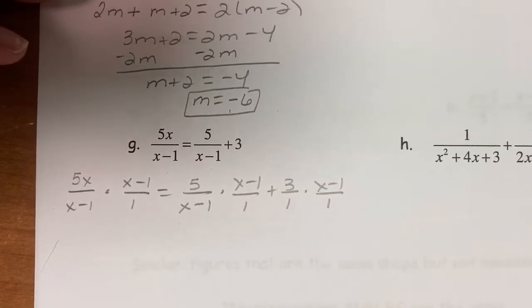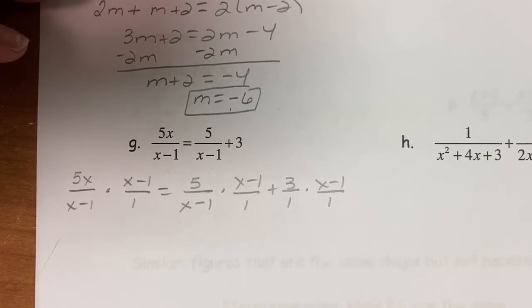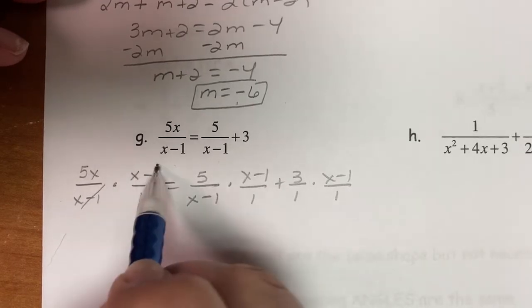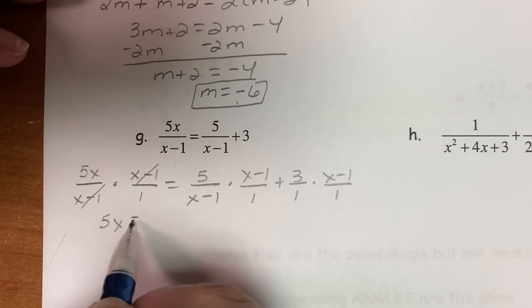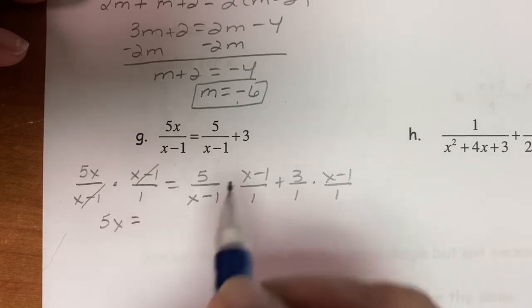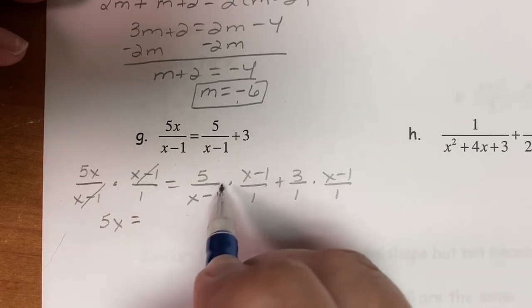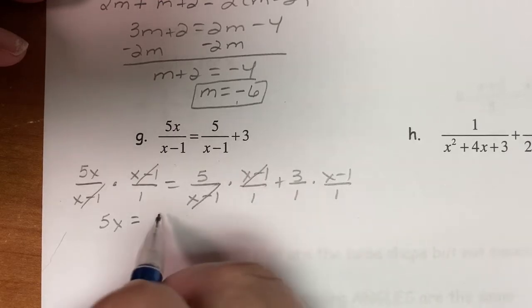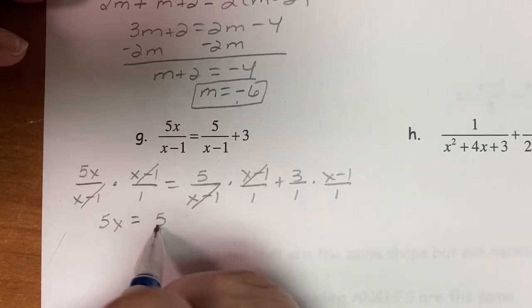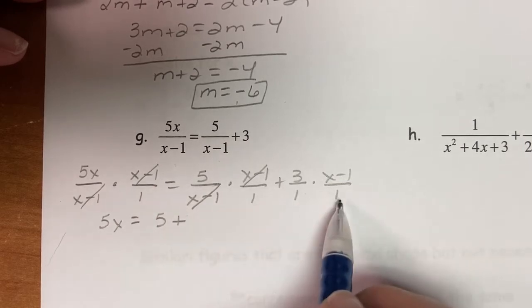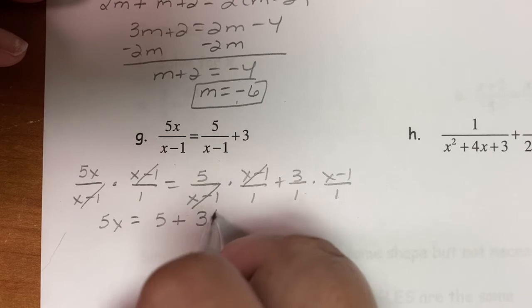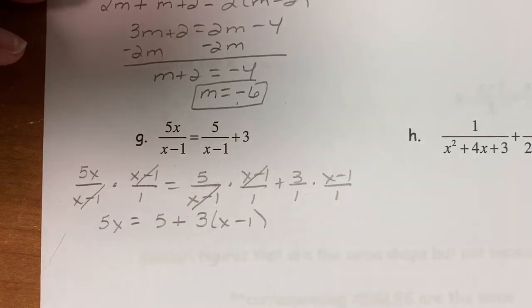Okay, when you write it out, does it look something like that? Hopefully. So if we look at this first term, we can see that the x minus 1's cancel, and we're left with 5x is equal to, go to the second term, or the first one on the right-hand side of the equal sign, the x minus 1's cancel again, and we're left with 5, plus, now when I go to this last term, nothing cancels, so I'm left with 3 times x minus 1.